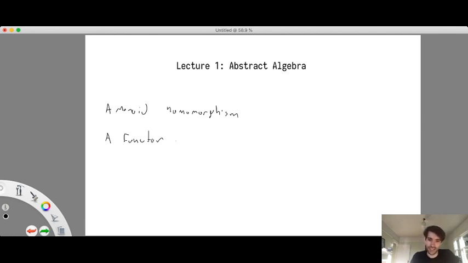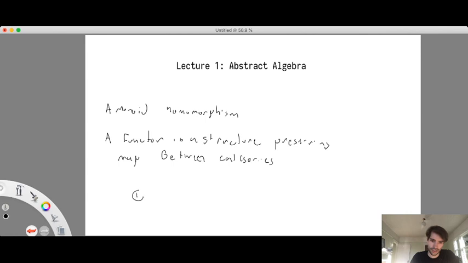A functor is a structure preserving map between categories. Two categories. So you can note this C to D.